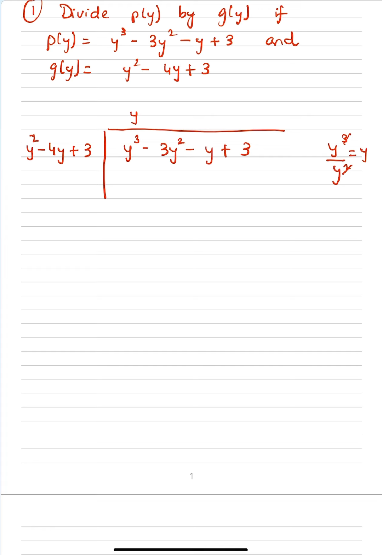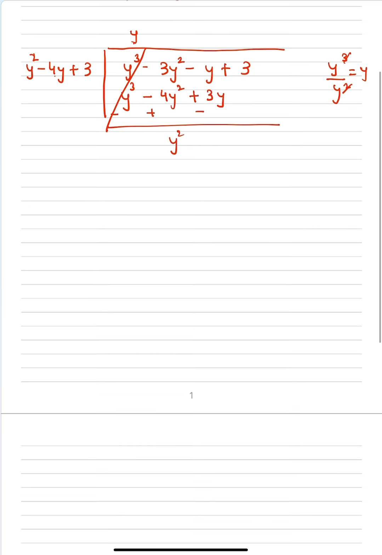Let us multiply this y with y square. We will get y cube. This y with minus 4y, we will get minus 4y square. This y with 3, so we will get plus 3y. Changing the signs, we will cancel this. Minus 3y square plus 4y square is plus y square, because 4 minus 3 is 1, and the sign of 4 is addition, so we'll get plus y square. Then minus 3y minus y is nothing but minus 4y, and let us take down this 3.